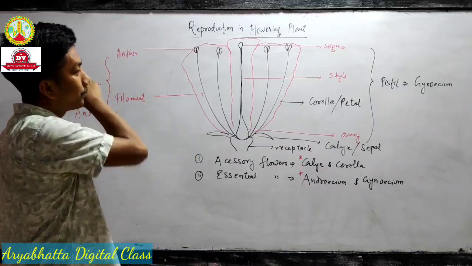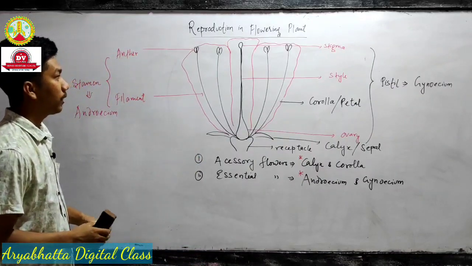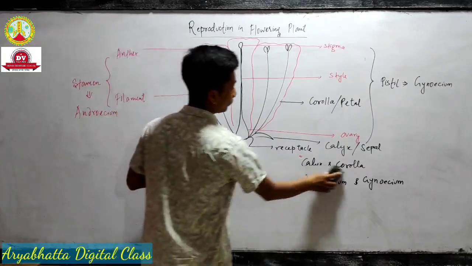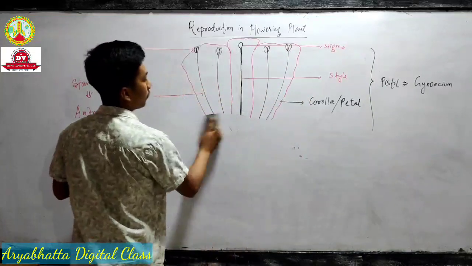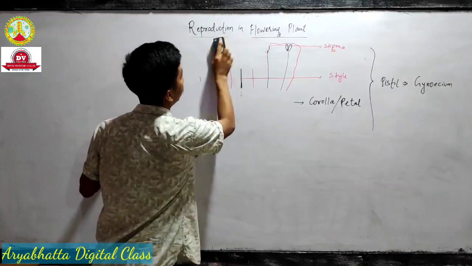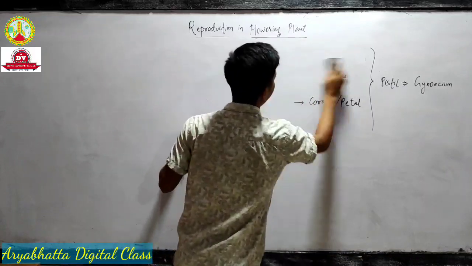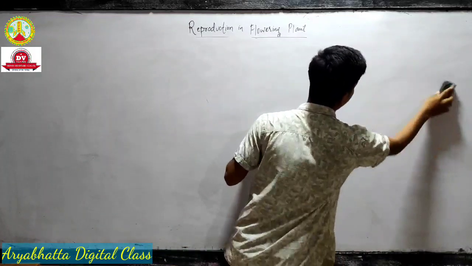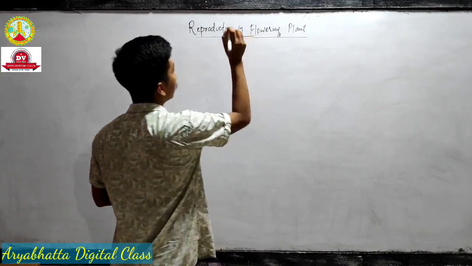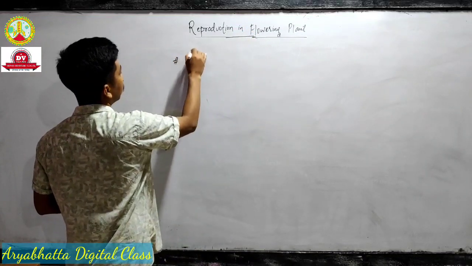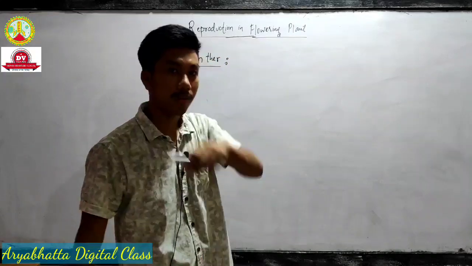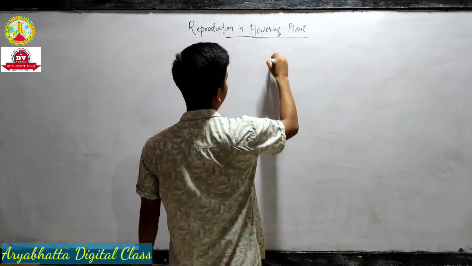Don't forget. Alright, so next we will see the structure of the anther along with its types. The anther is our male reproductive structure. That means stamen. Stamen means androecium. So next we will see the anther structure.